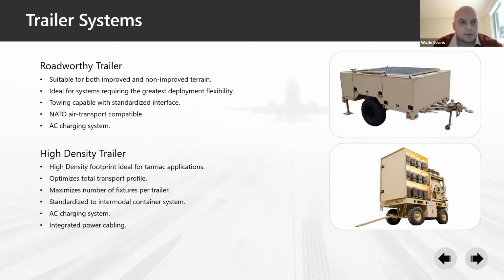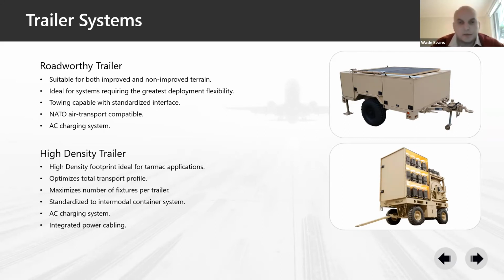So the high-density trailer on the bottom there is the high-density footprint, which is ideal for tarmac applications, which Jason mentioned. It optimizes our total transport profile because it maximizes the number of fixtures per trailer, which allows for the most dense and fully fielded trailer space. It's standardized to an intermodal container system, which means it meets the requirements of standard transport metrics and allows for those standard transport metrics to be utilized to deploy the system. And then also has an AC charging system integrated, just like the roadworthy trailer.